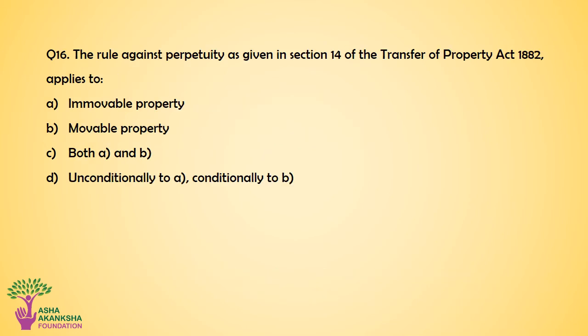Question number 16. The rule against perpetuity as given in Section 14 of the Transfer of Property Act 1882 applies to option A, immovable property, option B, movable property, option C, both option A and option B, or option D, unconditionally to option A, conditionally to option B. The correct answer for this question is option C, both option A, immovable property, and option B, movable property.